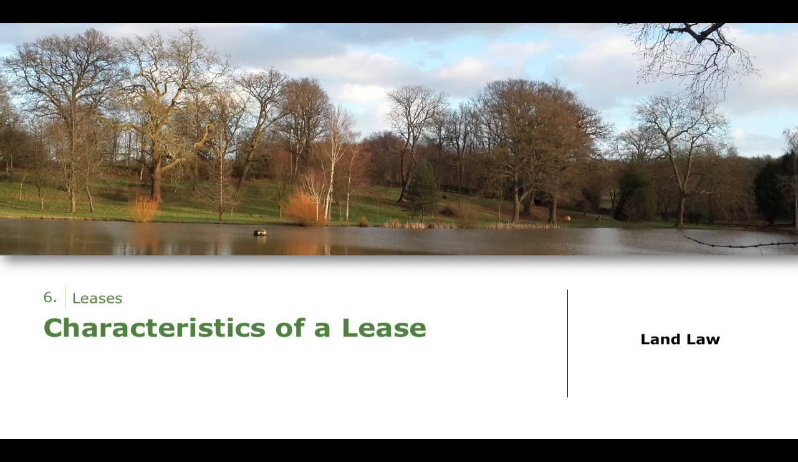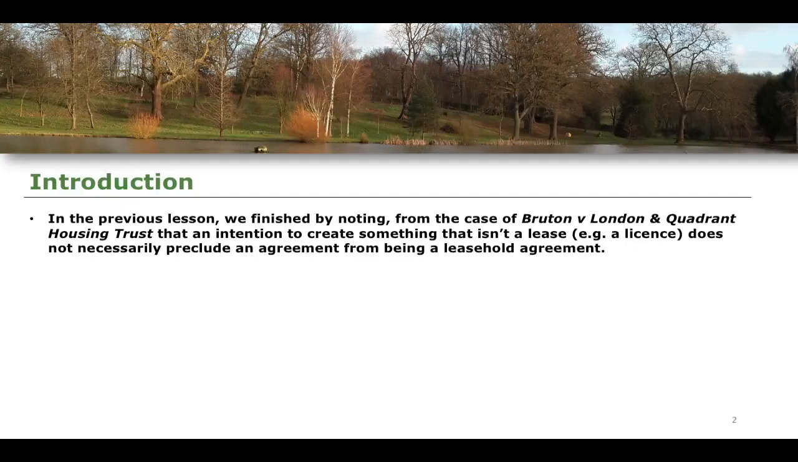But fundamentally, as a spoiler alert, we're going to be talking about the case of Street and Mountford, giving us an indication of what the essential characteristics of a lease are, what is required for a leasehold to exist. In the previous lesson, we finished by noting, referencing the case of Brunton versus London and Quadrant Housing Trust, that an intention to create something that isn't a lease, i.e. to create something like a license, does not necessarily preclude an agreement from being a leasehold agreement.